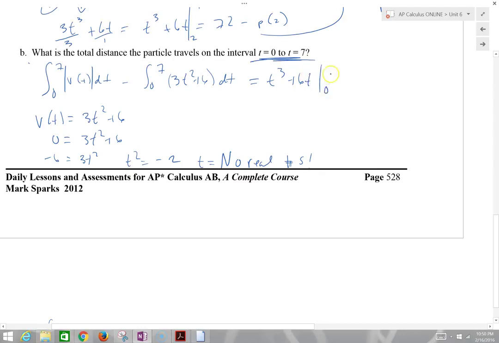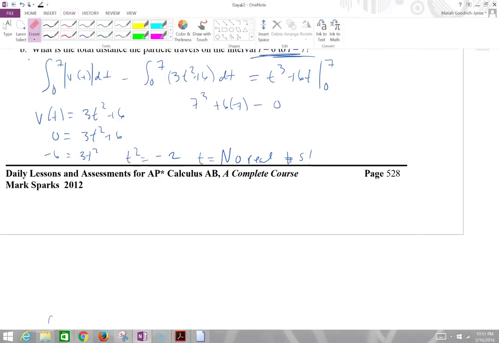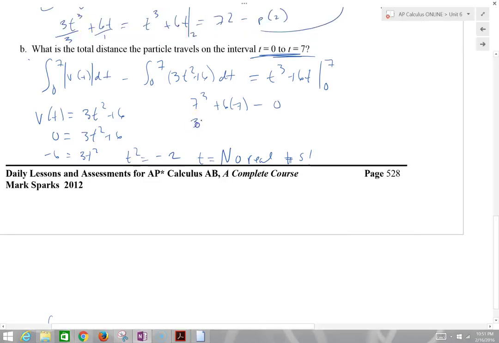T evaluated at 0 and 7. So we get 7 cubed plus 6 times 7 minus 0. And anybody who knows their cubes will know that 7 times 7 times 7 is 343 plus 42 minus 0, which is equal to 385. And since this never changes direction, and we know that because the velocity is never less than 0 or even equal to 0, this is the total distance.